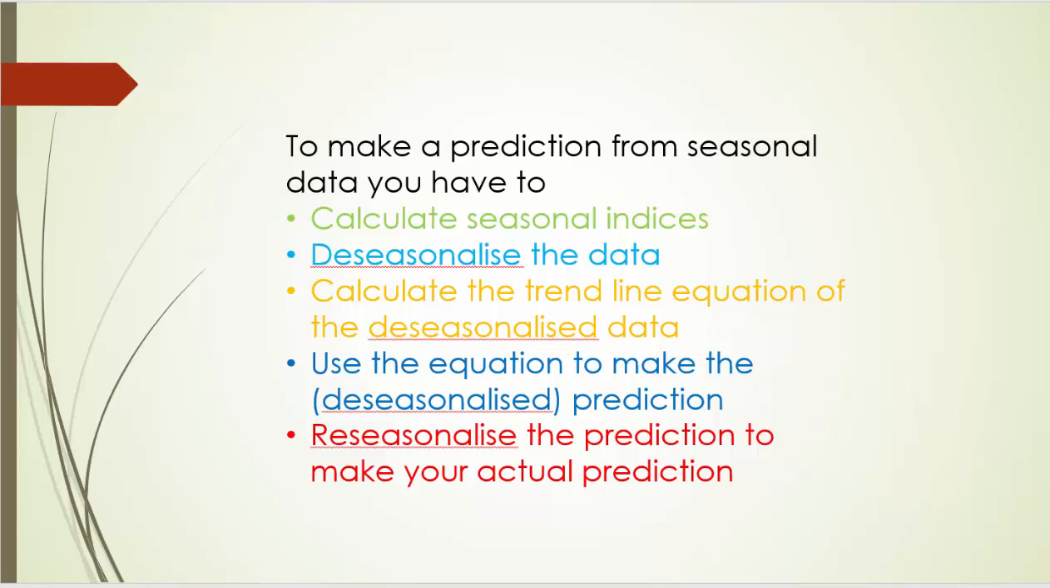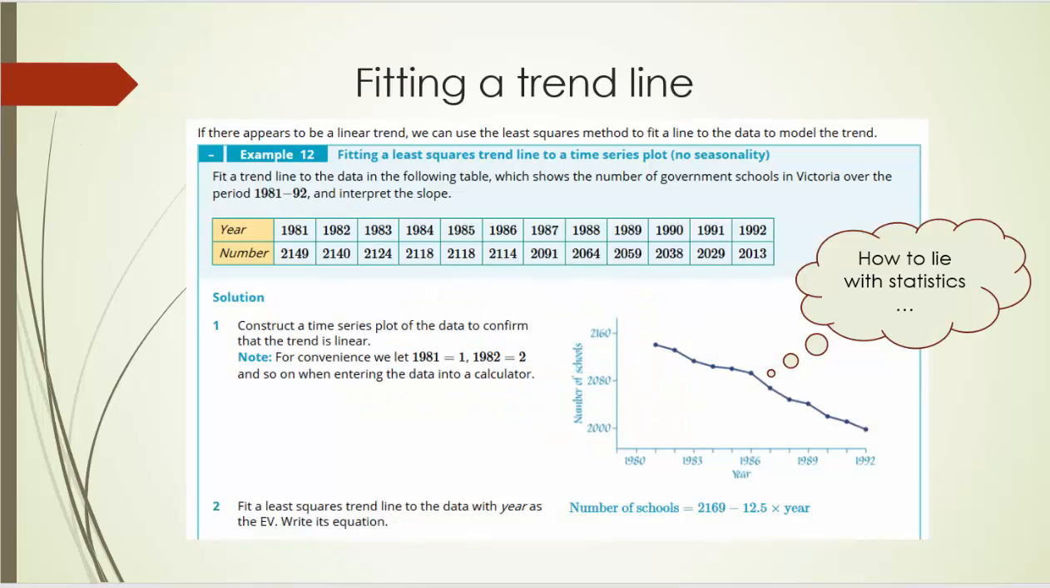So these are the steps following on from the last lesson. If you've got some seasonal data, you have to first of all calculate your seasonal indices and then deseasonalize the data. And then what we're doing here, calculating the trend line equation. Use that equation to make predictions. And the last step, which is often forgotten, is that you actually have to re-seasonalize your prediction to get an actual prediction. So as I said, this lesson is just about reminding you how to fit a trend line and use it to make predictions.